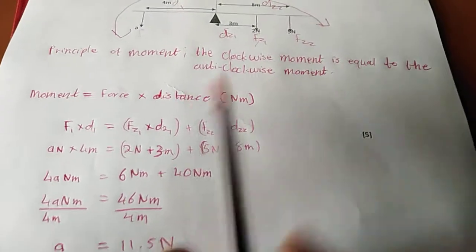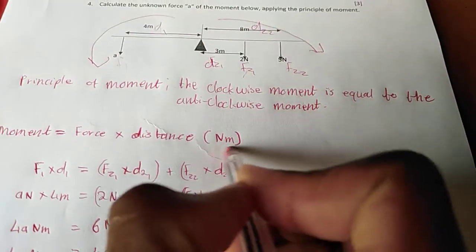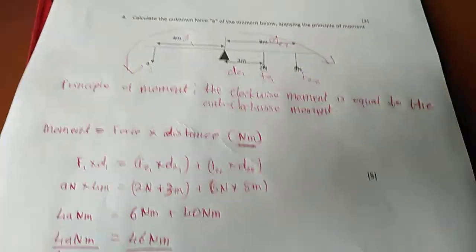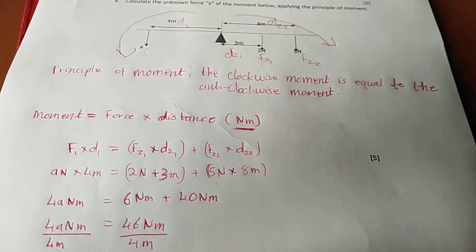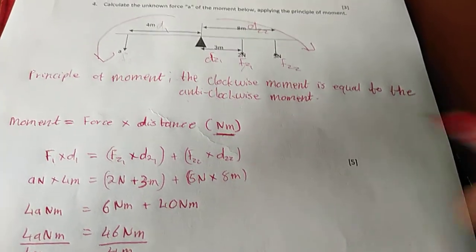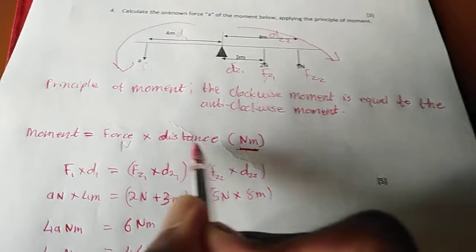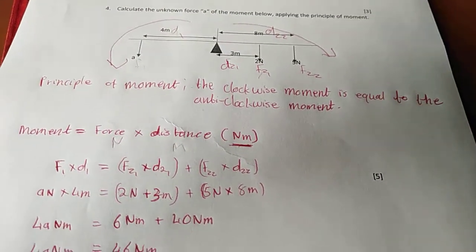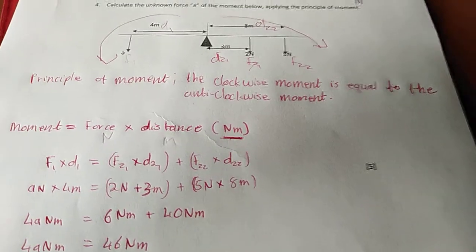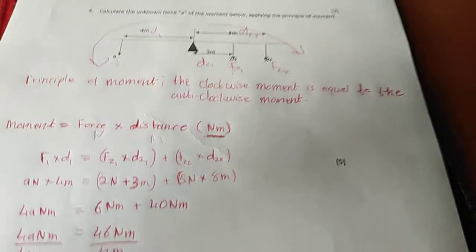Then we add them, and we get 46 Newton meters. The Newton meter is the unit of the moment. Why? Because we are multiplying the Newton, the force, with the distance, which is the meters. So that's why we have Newton meters as our unit.